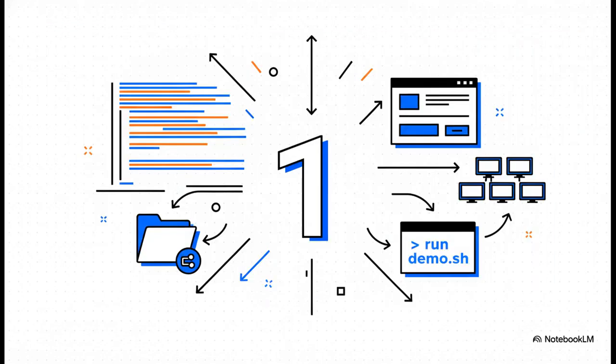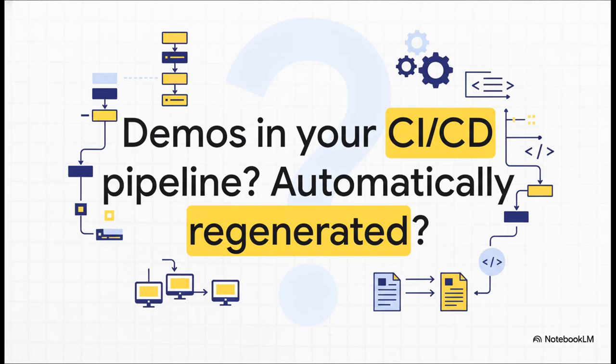And that leads to the ultimate benefit here. Your demos become a single source of truth. They live right there in your code repository with your actual application. So when the UI changes, what do you do? You just update the script, run one command, and boom, a brand new, perfectly accurate demo. It's just that simple. Which brings us to one last, really powerful idea to leave you with.